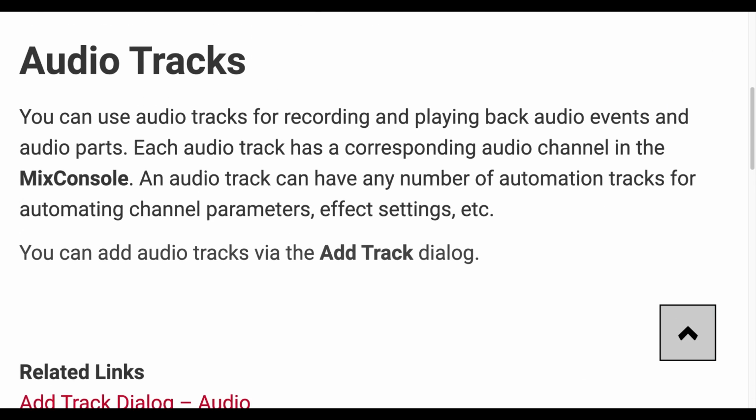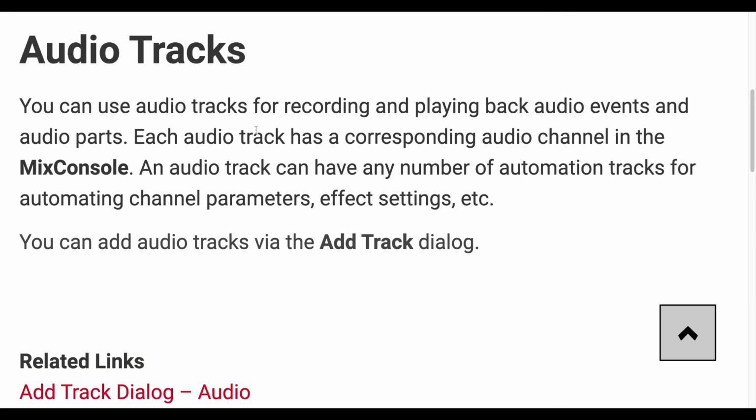Audio tracks. You can use audio tracks for recording and playing back audio events and audio parts. Each audio track has a corresponding audio channel in the mix console. An audio track can have any number of automation tracks for automating channel parameters, effect settings, etc. You can add audio tracks via the Add Track dialog.